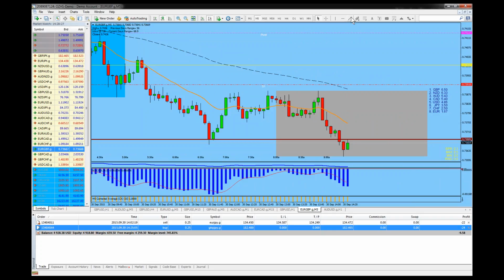So we have like a trend line on EU in 1 hour. Underneath, around where the price is at the moment, two previous lows.